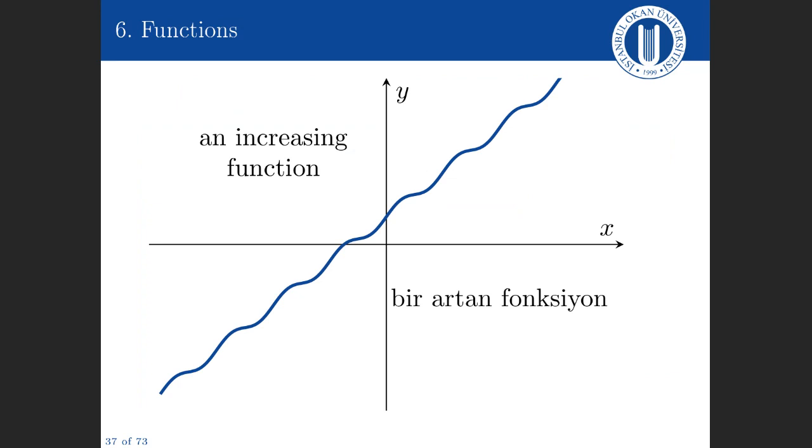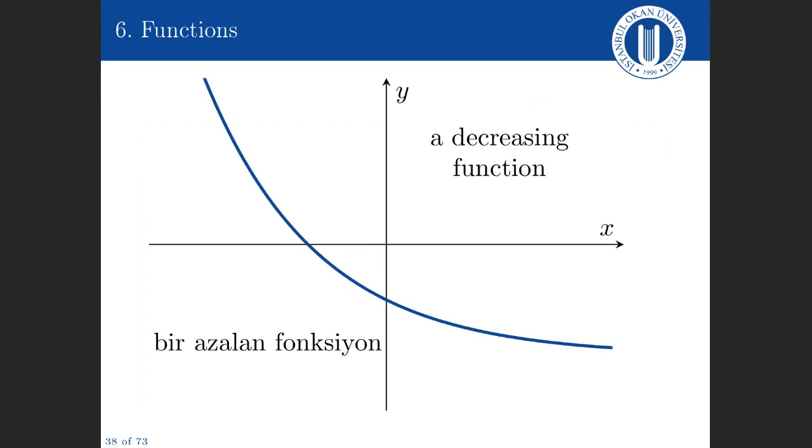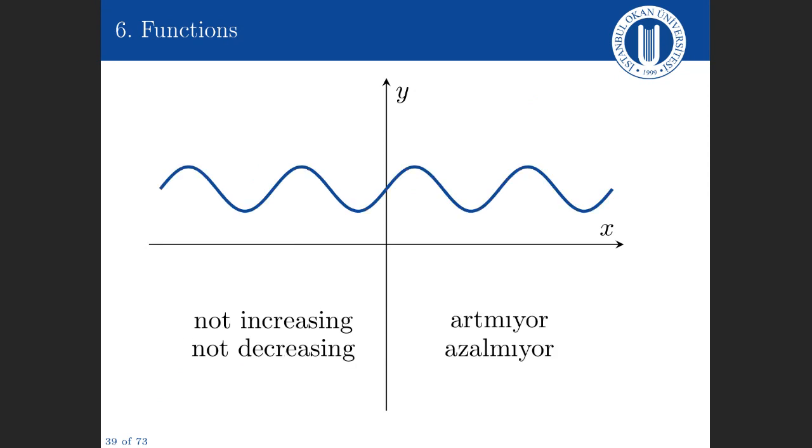Some pictures. This is an increasing function because it's always going upwards. This function is always going downwards as we go from left to right. This is a decreasing function. This function goes up, down, up, down, up, down, up, down, etc. It's not increasing because it's not always going up. It's not decreasing because it's not always going down.